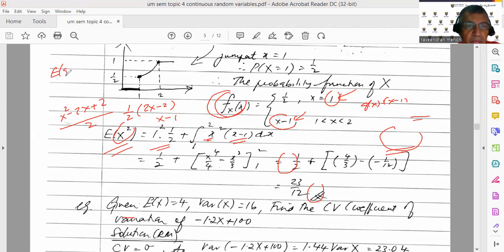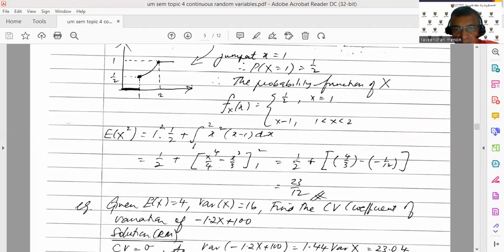Let me remind you of that again. The expected value of g(x) will be equal to the integral of g(x) f(x) dx, right? So f(x), we know, is x minus 1. There you go. And what is g(x) here? It is x squared. So that's what you see here. Do the integration carefully. Don't forget this, it's very important. Clean that up, use a calculator, and you will get your answer, 23/12.